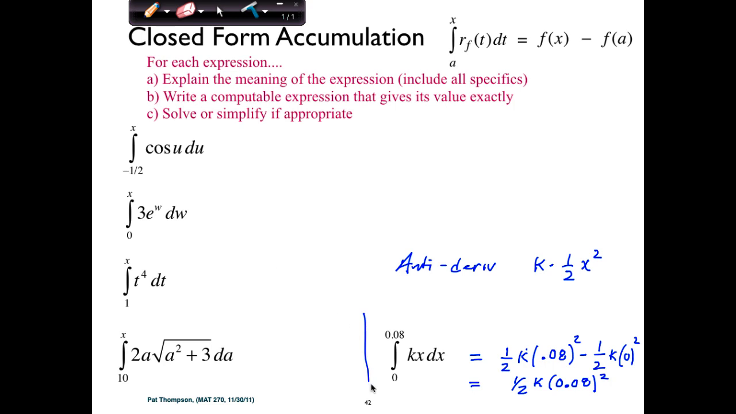What was this? That was the work, right? To stretch the spring 0.08. And what was the work? It was 50 joules, right? 50 equals 1/2 k times 0.08 squared. Can you solve for k? Piece of cake, right? We can get k, and then for that spring we can figure out the work for any displacement.